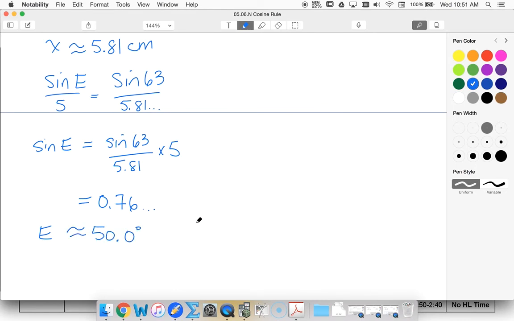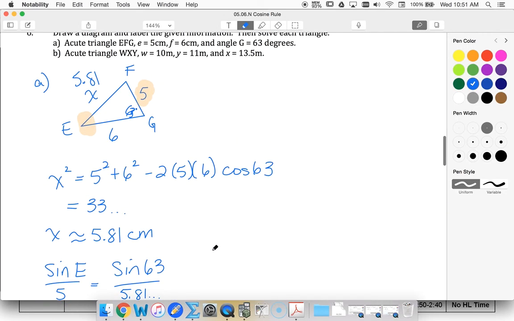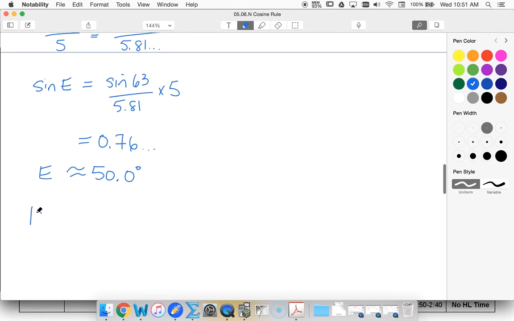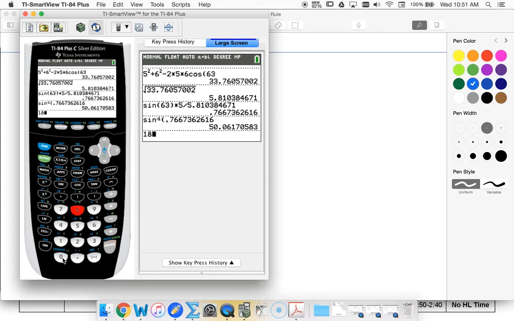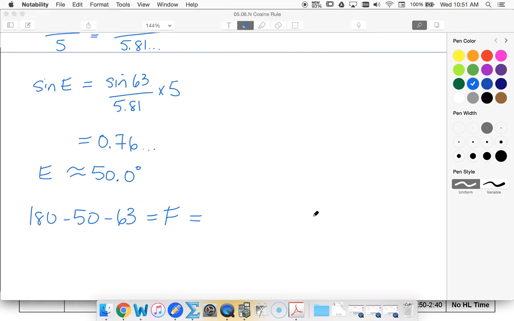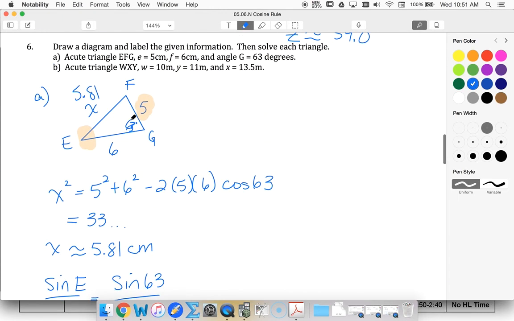And then, of course, my last angle that I'm missing is F, and I can just do 180 minus 50 minus 63 to give me angle F, which will be 67 degrees. All right. So that triangle is now fully solved. I know all the angles and all the sides.